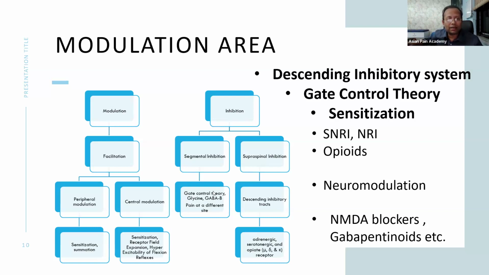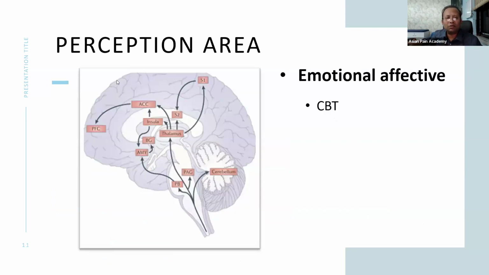So we can make use of gate control theory, or we can strengthen the descending inhibitory tract. And here in the modulation part, as I told you, in the pathological area, sensitization is the culprit. So we have to give some drug so that this sensitization stops, the wind up, receptive field expansion and all. There are specific drugs for that, like NMDA blockers and gabapentinoids.